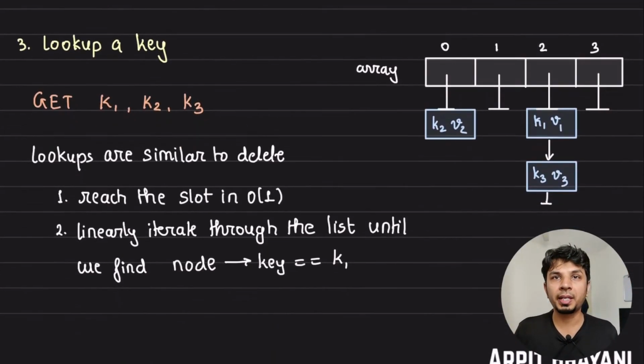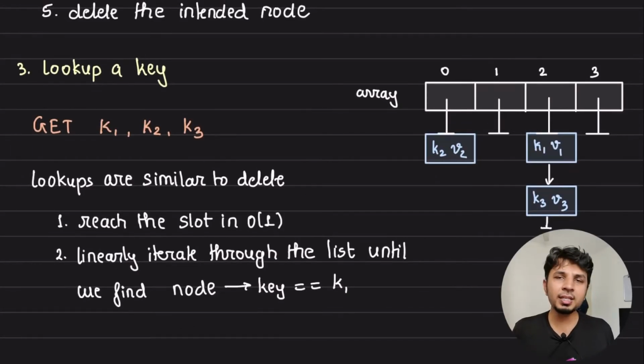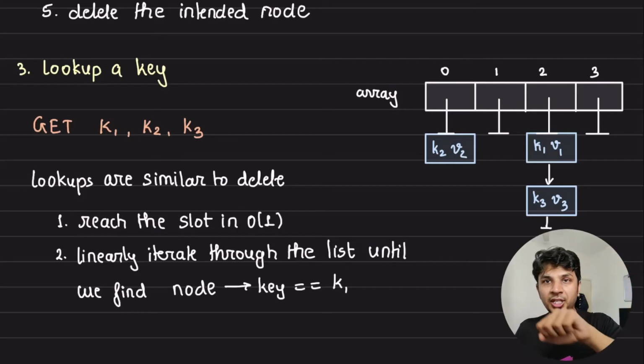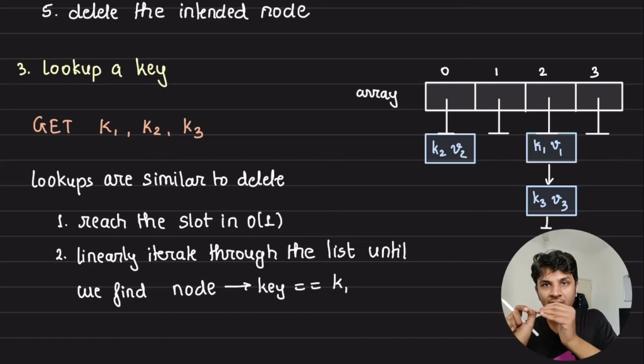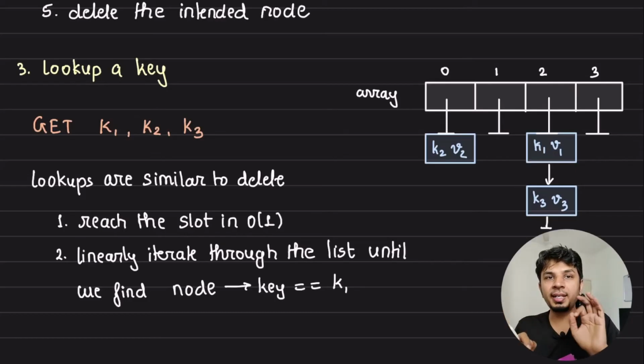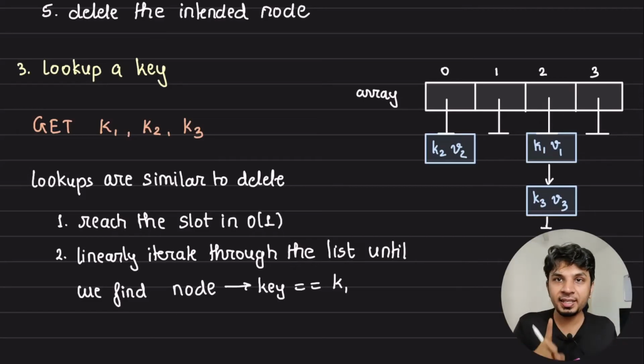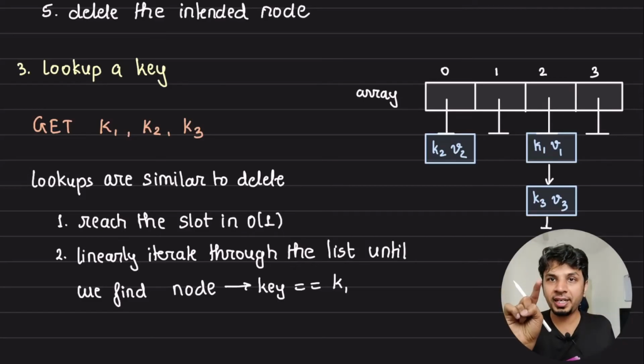Third is looking up a key. Now this is very similar to the delete operation. So here what we do is, let's say we would want to get a particular key from the hash table. Given a key, we pass it to the hash function, get an index, go to that particular slot in the array, and start traversing through the linked list node by node until we find the node that holds our key, right? So now this means that in order 1, we would reach the slot, but then it would be a linear scan on the linked list to find the node that interests us, right?